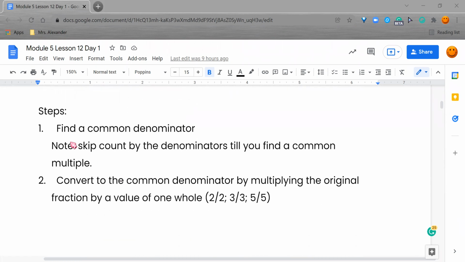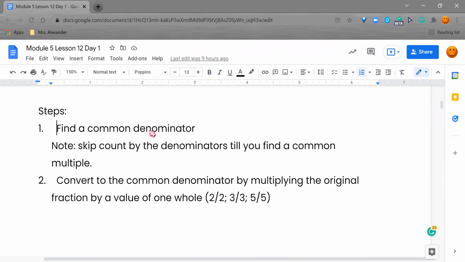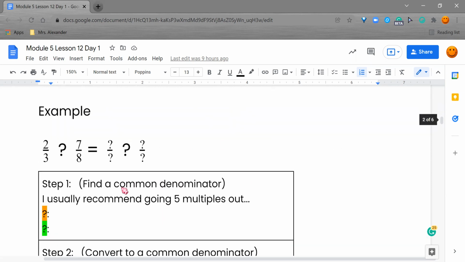Here are our new steps. 1, find a common denominator. In order to do this, note, we're going to skip count by the denominators till you find a common multiple, and I'll show you. And then 2, we're going to convert the common denominator by multiplying the original fraction by a value of 1 whole, like 2 over 2, 3 over 3, 5 over 5. Let's go look at the example, you guys.